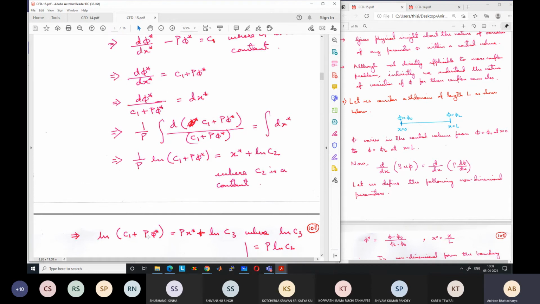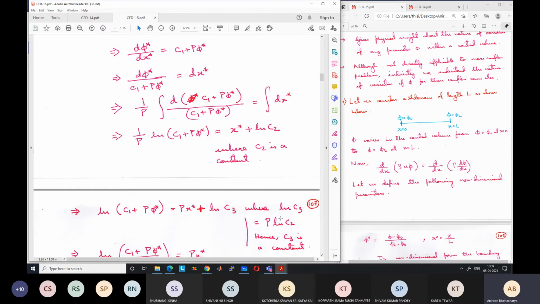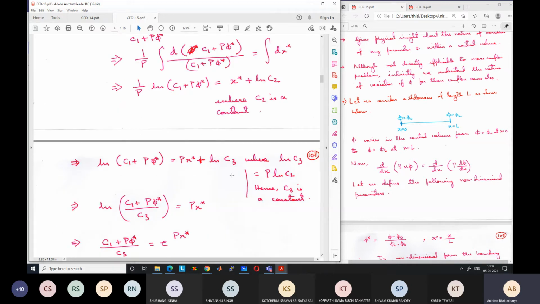So log of (c1 + p phi star), by taking p to the other side, we can write this as log of (c1 + p phi star) is equal to p x star plus p into log of c2. So we can define another constant c3 such that log of c3 is equal to p into log of c2, because anyway c2 was a constant. By defining this, we can write this expression as ln (c1 + p phi star) is equal to p x star plus ln c3. Now c1 and c3 are the constants which we want to find based on the two boundary conditions.